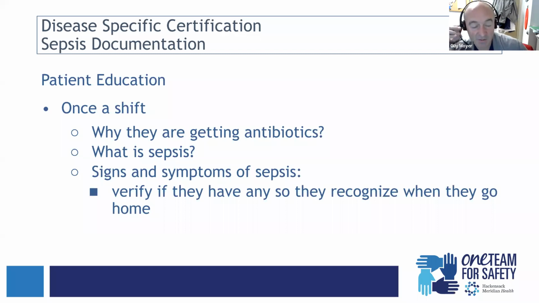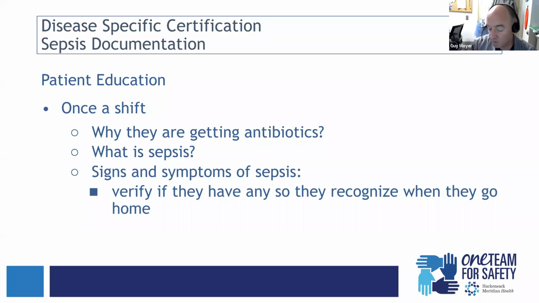So your documentation for education has to be once a shift. Why are the patients getting the antibiotics? You're going to discuss with them and put it in their education, whatever related illness that they have. You want to give them general education on what sepsis is, and you also want to go over the signs and symptoms of sepsis so that they can recognize these signs and symptoms when they go home.